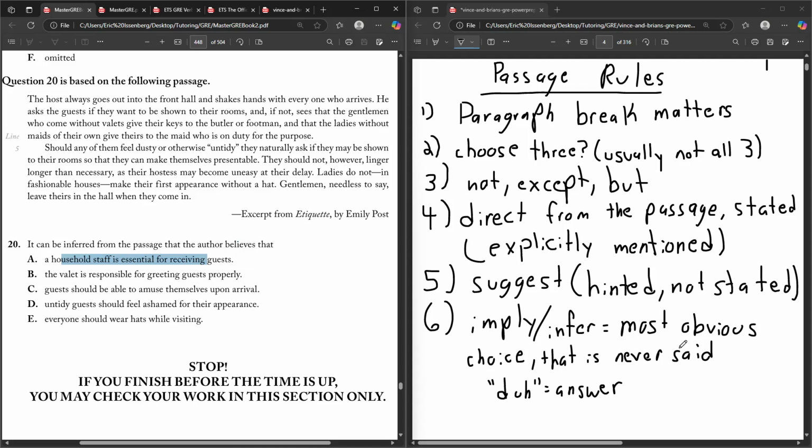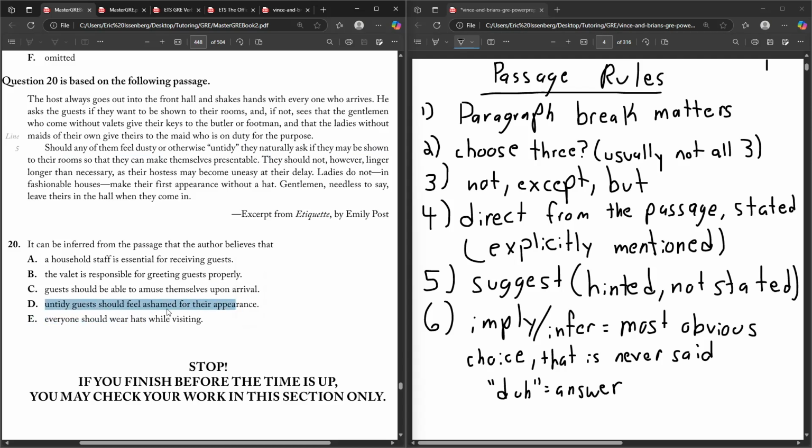We want an answer that is so obviously correct it feels like duh. So is a valet responsible for greeting guests? No, the host always greets them in the front of the hall, so that's not going to be right. Guests should amuse themselves upon arrival. Well, no, the host is greeting them, and then over here it says the guests should not, however, linger longer than is necessary. Otherwise, the hostess may become uneasy with their delay. So they should get moving. Say hi, hello, but get ready to relax or go up to your room. So they shouldn't amuse themselves. People should be there to greet them.